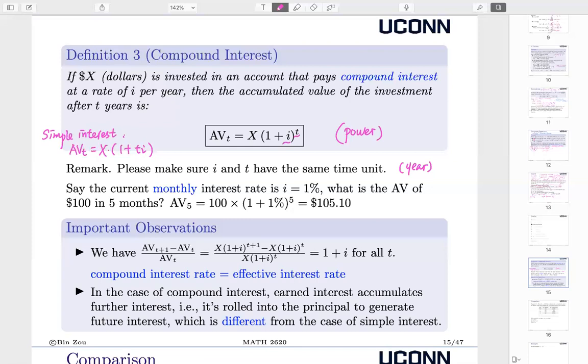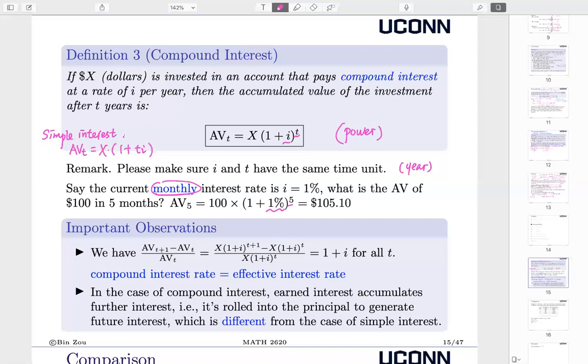Say here we have a short example. The monthly interest rate is 1%, and we're going to apply compound interest. What is the AV of $100 in 5 months? Because our interest rate is quoted on a monthly basis, and the time span T is 5 months, they actually have the same time unit. That's why here it is 5. You do not need to convert this into years.